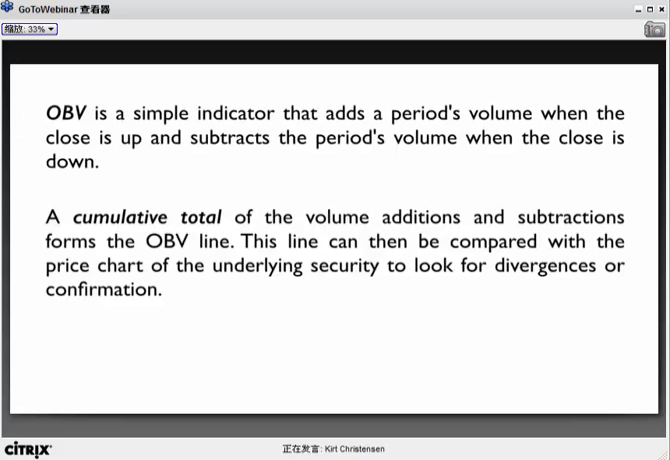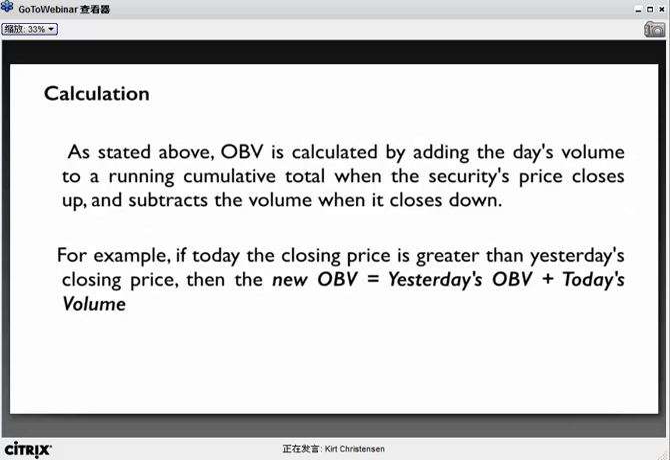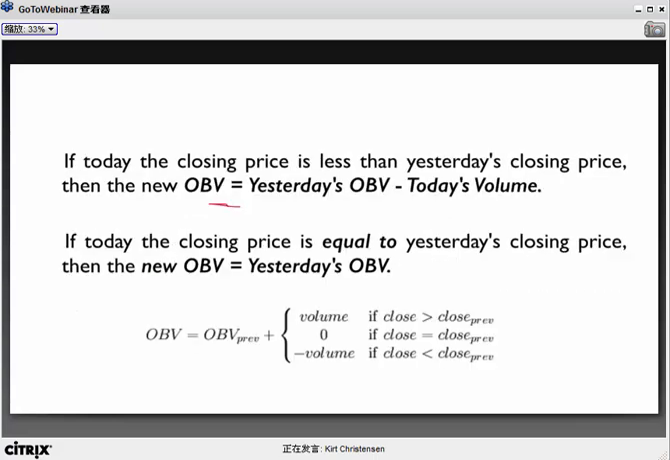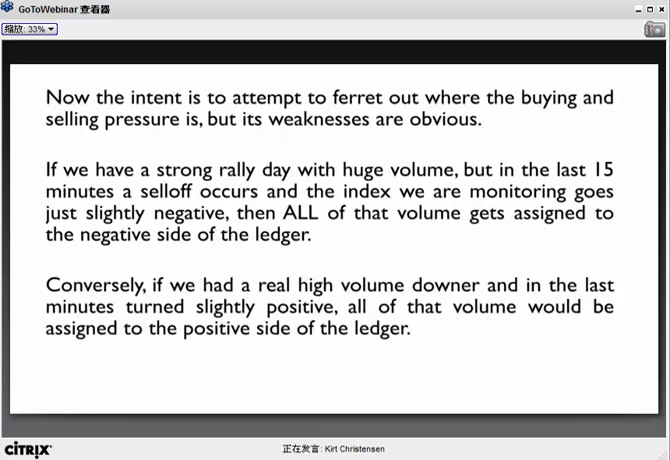So OBV is a simple indicator that adds a period's volume when the close is up and subtracts the period's volume when the close is down. A cumulative total of the volume additions and subtractions forms what we call the OBV line. So the calculation is pretty simple. Today's new OBV is yesterday's OBV plus today's volume if today's close was up, or if today's close is down, the OBV is yesterday's OBV minus today's volume. That's it.